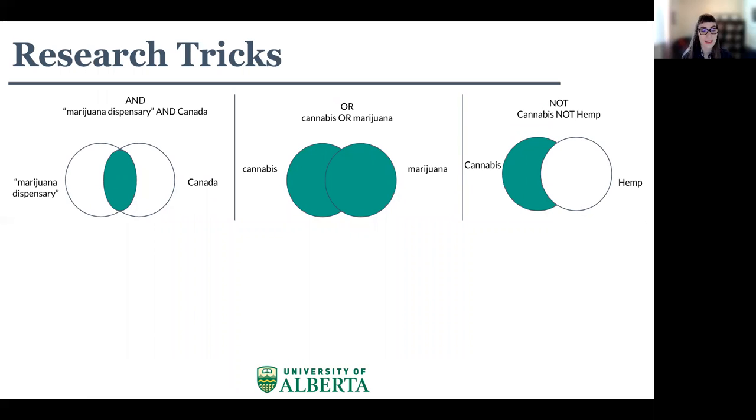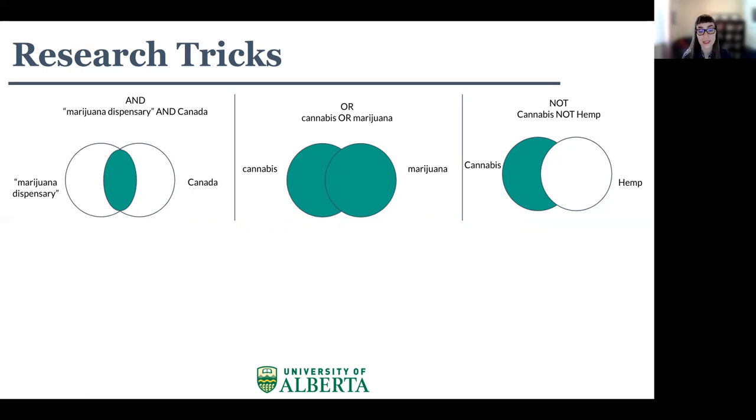So to use these databases, there are a few tricks that are good to know, specifically using the operators and, or, and not. For example, if I'm looking for marijuana dispensary in a Canadian context, I may want to link these two keywords with the operator and, limiting my results and making sure I only get articles that mention marijuana dispensary and Canada. Let's say I want to expand what I'm looking for. So I may want to use synonyms or closely related terms like cannabis or marijuana to make sure that I'm capturing everything I want in my search results.